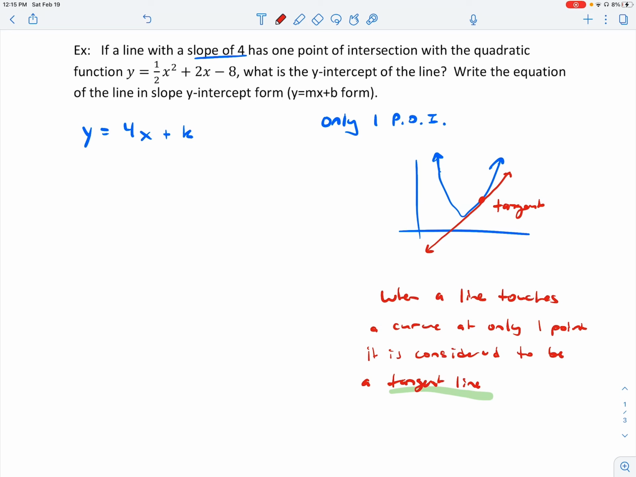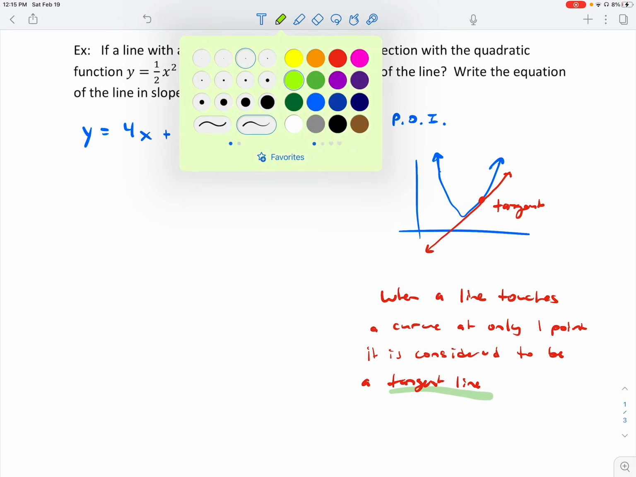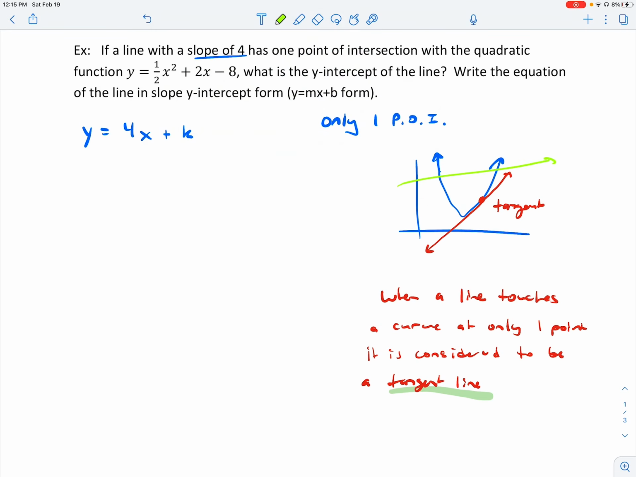If a line ever touches the curve at 2 points, then what we've done is we actually created a secant line. So this is called a secant line, and it's because it touches at 2 points on the curve. Tangent lines are special. They only touch at one point. It's kind of like they just skim and touch at one single point on the curve.